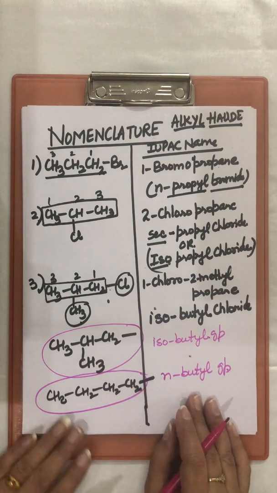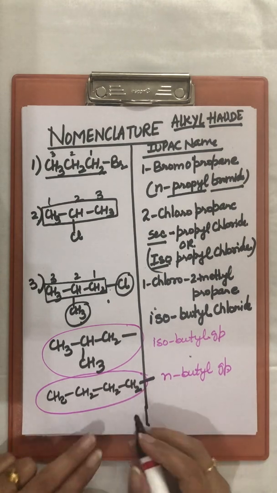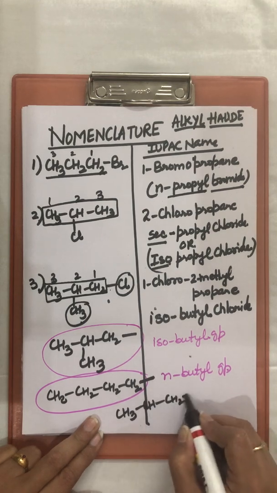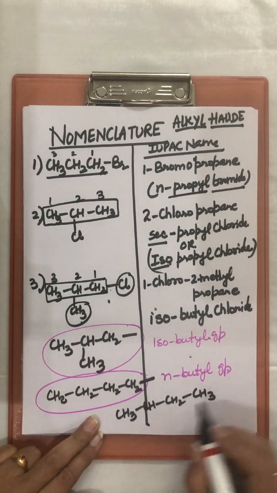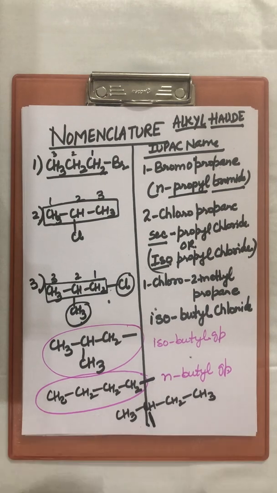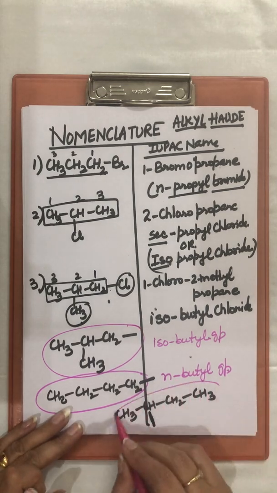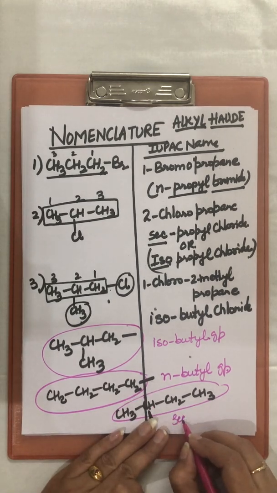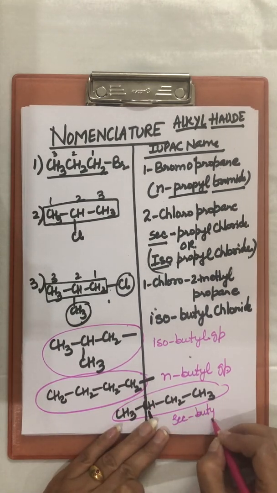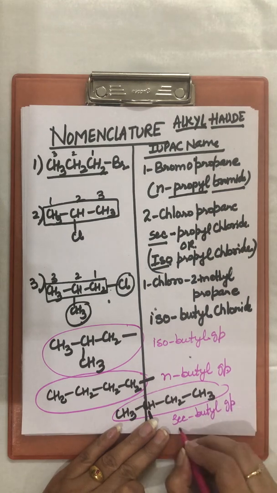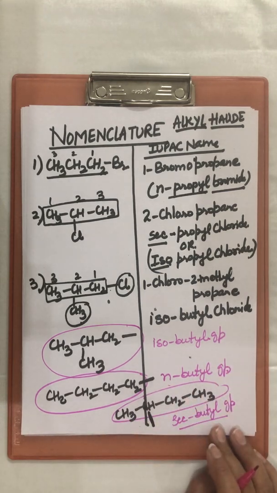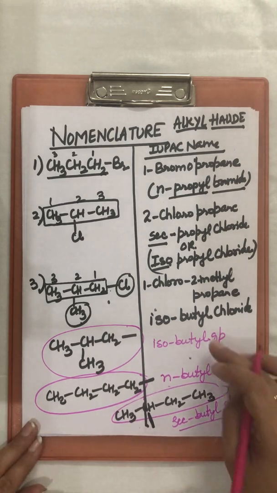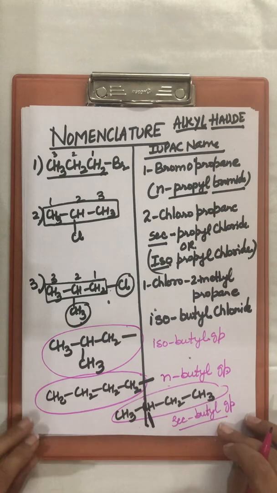And in 4 carbon atoms, if we have 4 carbon atoms in a straight chain, but the substituent is linking to this carbon. Since the substituent is linking with a secondary carbon atom, this is called the secondary butyl group. So for common names, actually we should know about these groups. There's one more group when we have 4 carbon atoms: iso, normal butyl, secondary butyl.